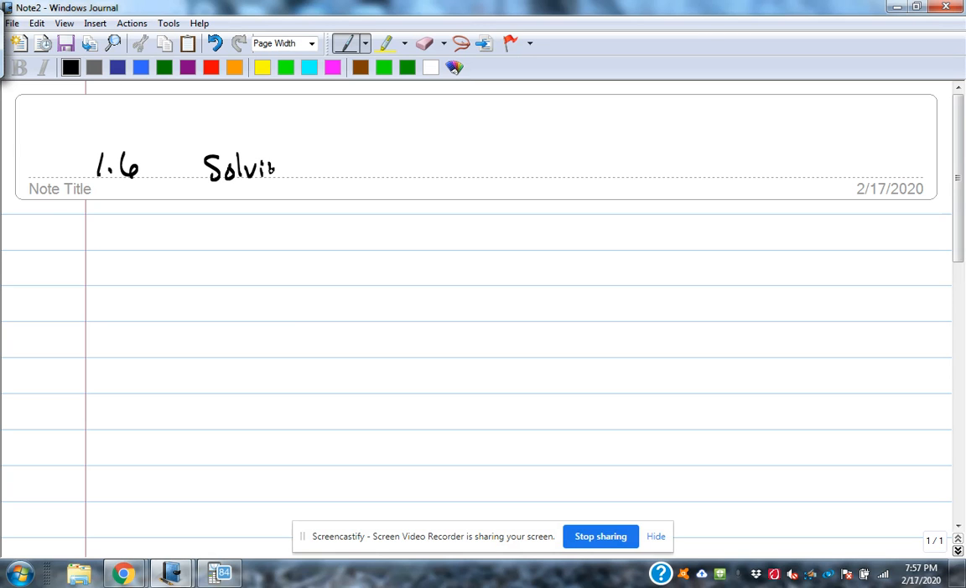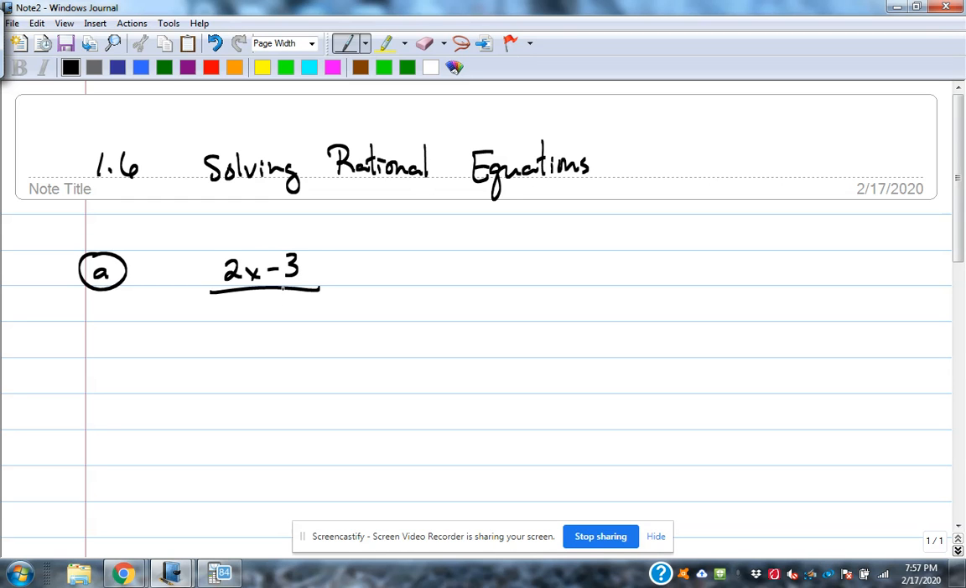Solving rational equations. All right, so we'll just start over on our letters here. Say we had 2x minus 3 over 2 plus 5x over x plus 1 is equal to x over 2.